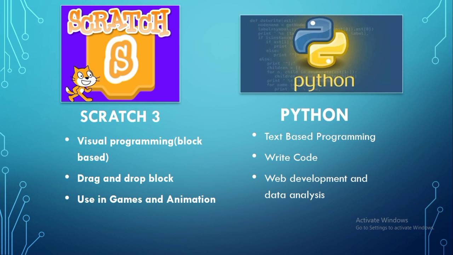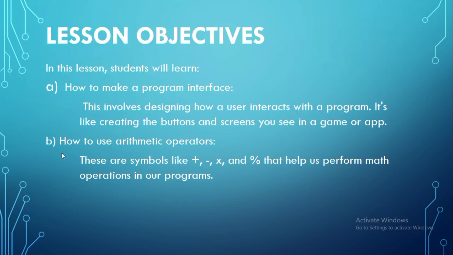As we have discussed Python and its commands in class, now we have focused on Scratch: how to make a program interface and how to use arithmetic operators. We already talked about the interface. An interface lets the user interact with the program. It's like creating the buttons and screen you see in a game or app. Whereas an arithmetic operator is a symbol that is used to perform a mathematical operation in our program.